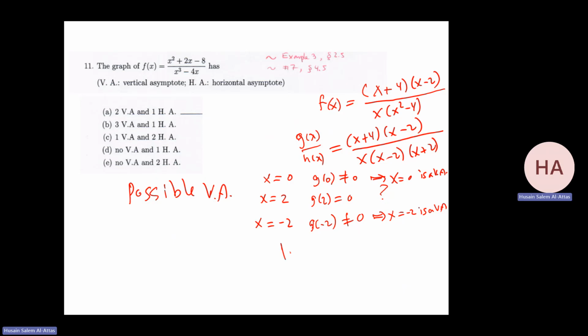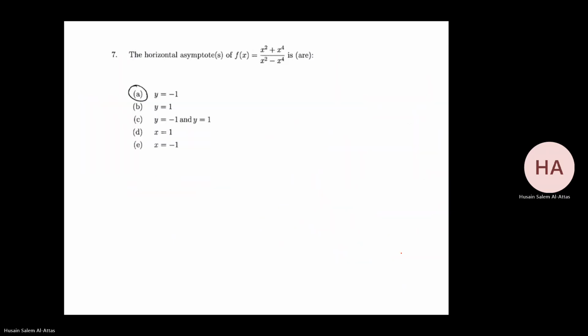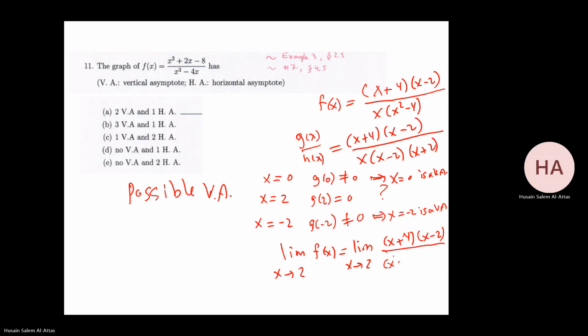Now let me check at 2. The limit as x goes to 2 for this function: is it a value, or does it go to plus or minus infinity? This is cancelled. Now I can substitute. I'm getting a value, 6 over 2 times 4. Who cares what is the value? But that means x equal 2 is not a vertical asymptote.